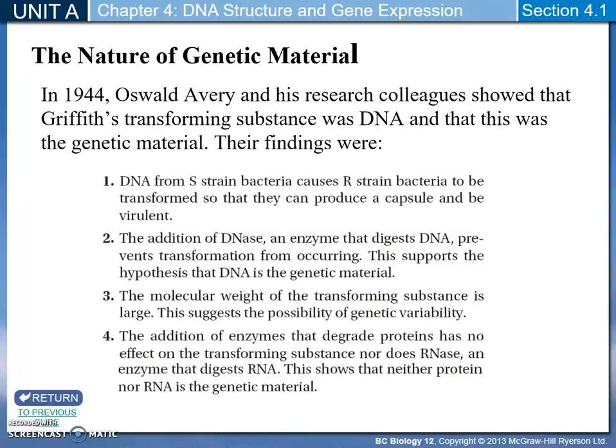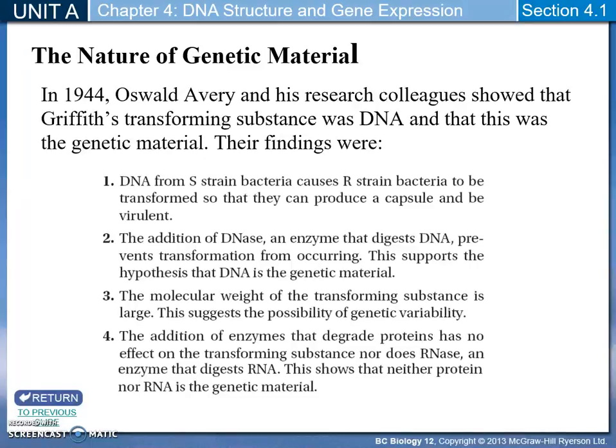In 1944, skipping forward a couple of decades, Oswald Avery and his research colleagues showed that Griffith's transforming substance was DNA, and that this was the genetic material. Their findings included that the DNA from the S strain bacteria causes the R strain bacteria to be transformed so that they can produce a capsule and then be virulent. In other words, cause disease in the mice and cause them to die. The addition of DNase, which is an enzyme that digests DNA, prevents transformation from occurring.